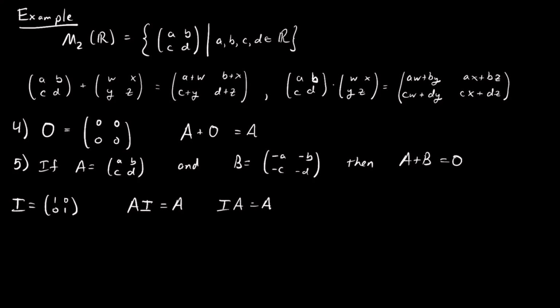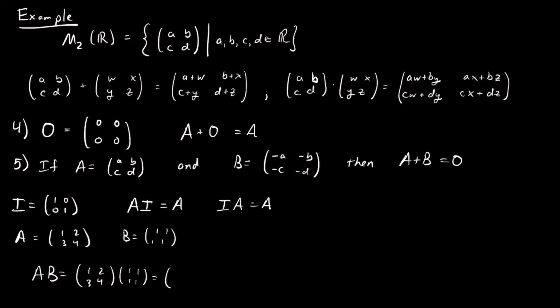We can ask, is this ring commutative? We'll produce a counterexample to show that this ring is not commutative. I can take A to be [1, 2, 3, 4], and B is, let's say, [1, 1, 1, 1]. If I do A times B, this is [1, 2, 3, 4] times [1, 1, 1, 1], I'll get, as a result, [3, 3, 7, 7]. If I do B times A, well, let's see what I get. I get [1, 1, 1, 1] times [1, 2, 3, 4], and if I use my definition of matrix multiplication, I'll see that I get [4, 6, 4, 6].